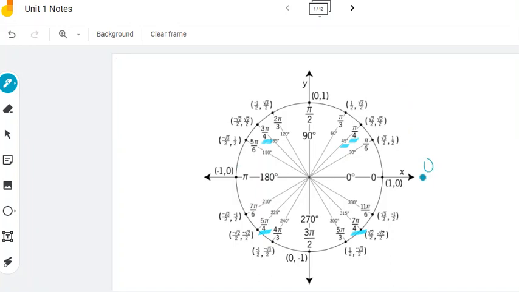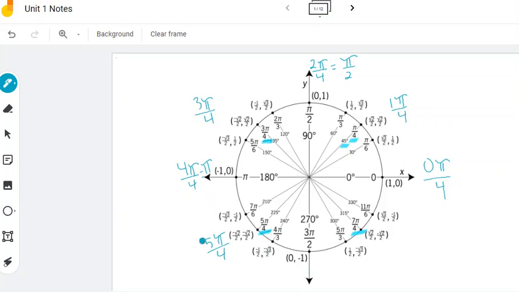So working in radians, we have 0 pi over 4. We have 1 pi over 4, which is pi over 4 right here. We have 2 pi over 4, which equals pi over 2. We have 3 pi over 4, which is right there. 4 pi over 4, which equals pi. Now we're going to 5 pi over 4, right here.